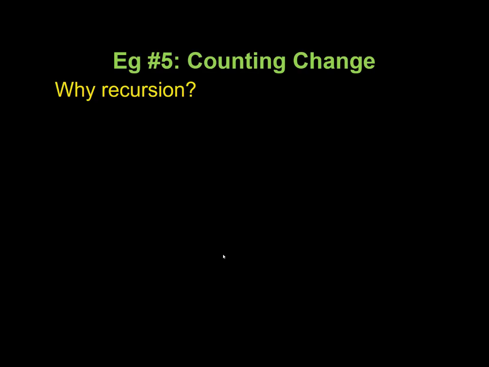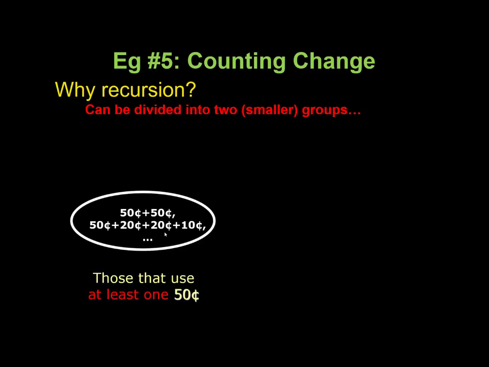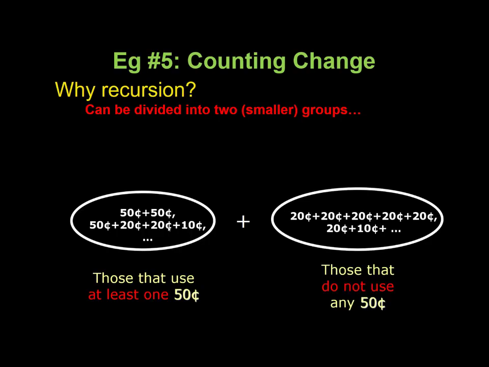So why recursion? Well, recursion means that we have to think about smaller problems. Can we divide it into smaller groups to count? Yes, here's one way to think about it. A group that uses at least 1 50 cents plus another group that uses no 50 cents. So these two together give us the total number of counts.